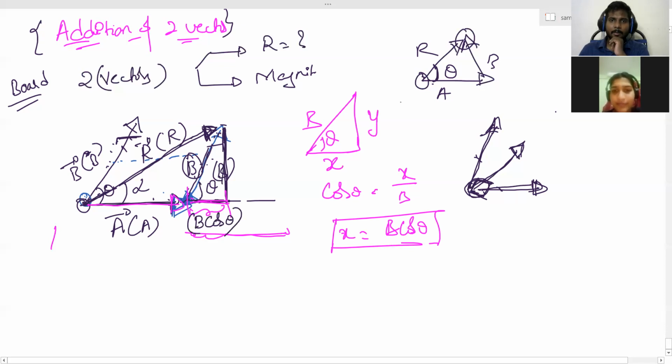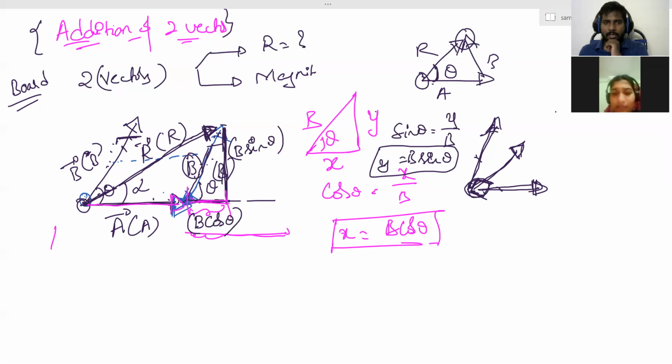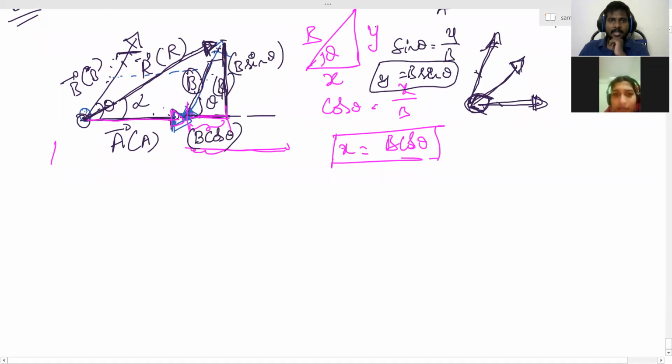This side, the opposite side here. If you see, sin theta is equal to y by B. Y is equal to B sin theta. This side is B sin theta. Now there are 2 points here. This is a right angle triangle, right? This one.